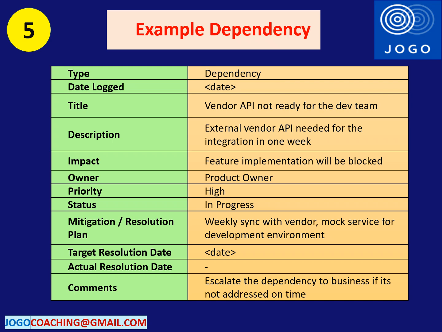The mitigation plan is to have a weekly sync-up meeting with the vendor team and to use mock services to continue with the development activities. Once they get the actual API, the mock will be replaced with the actual API. If the dependency is not addressed on time, it will be escalated to the business team as a concern. Hope this example related to a dependency is clear to you.